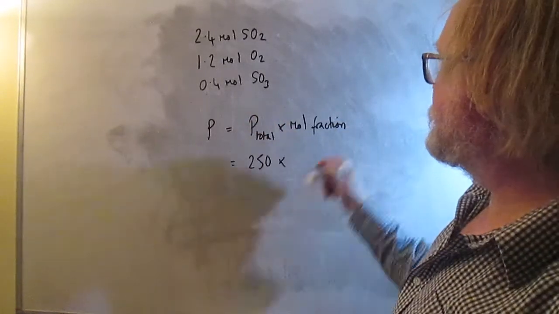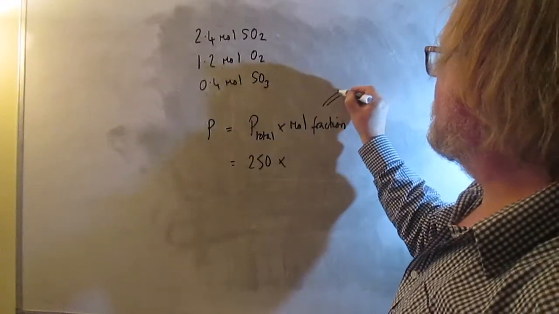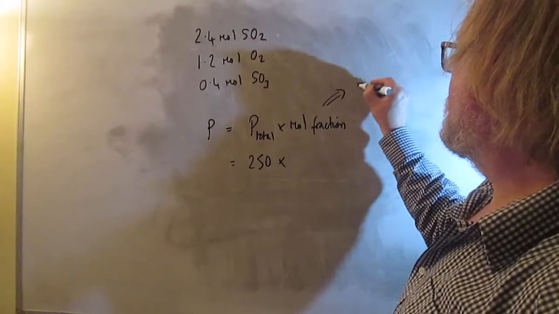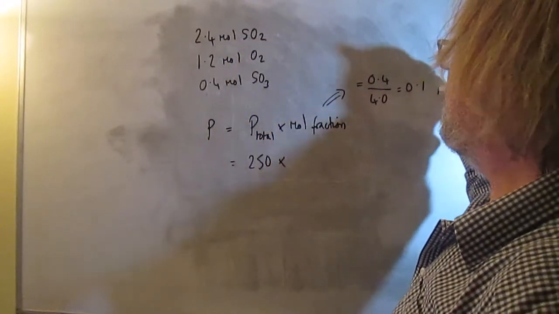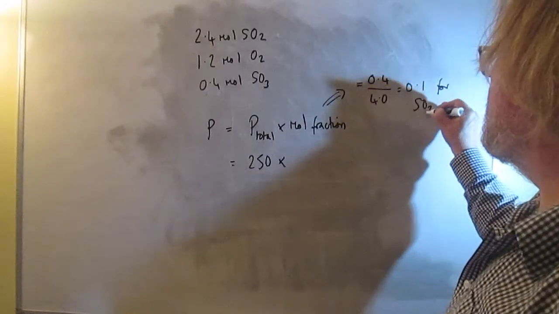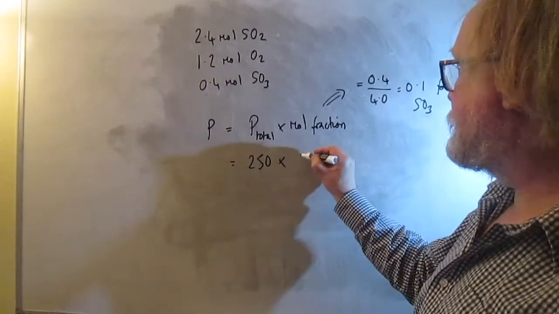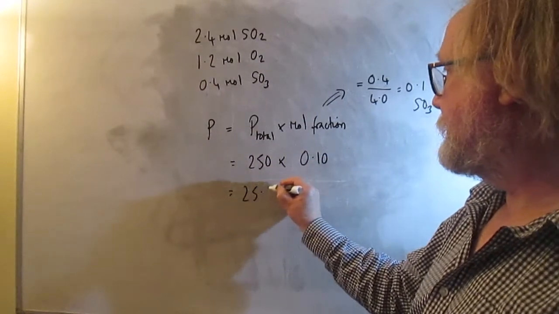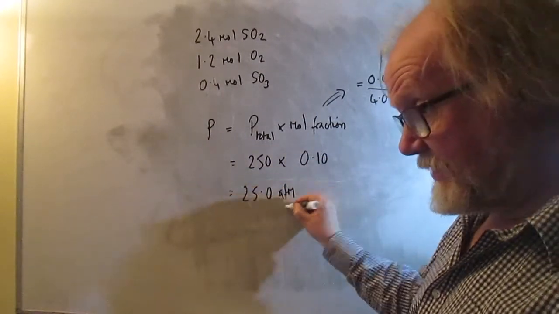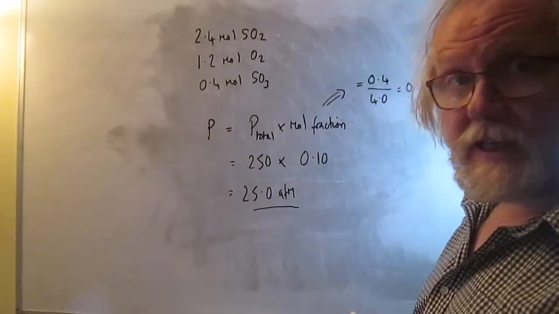So the mole fraction is equal to 0.4 over 4.0, which is 0.1 for sulfur trioxide. Okay, so it's just 250 times 0.1, which is obviously 25.0 atmospheres, and therefore the answer is B for question 9.